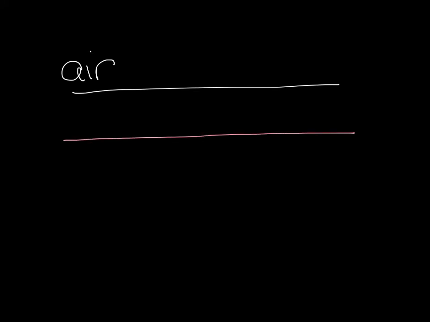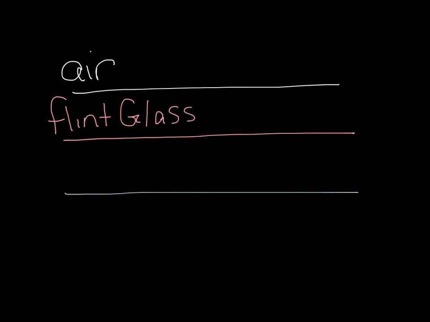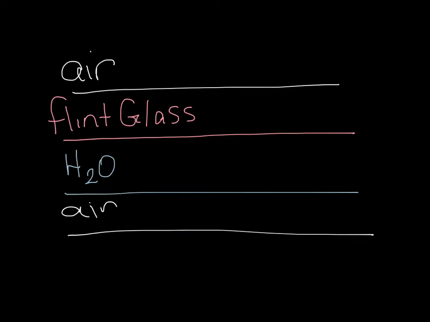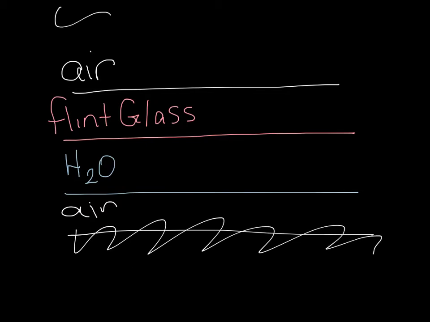And for our purposes, we're going to call this the flint glass. Okay? And then it goes through another layer, and I'm going to call this water. And then finally back out to the air. Okay? And this is all air. And this is all air.